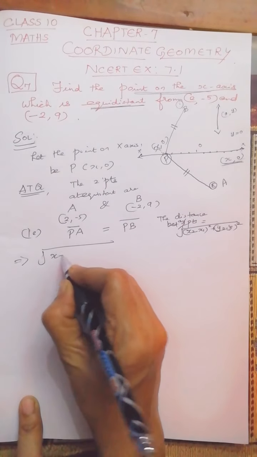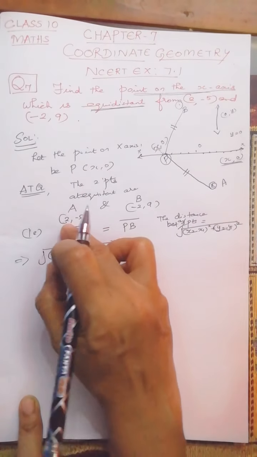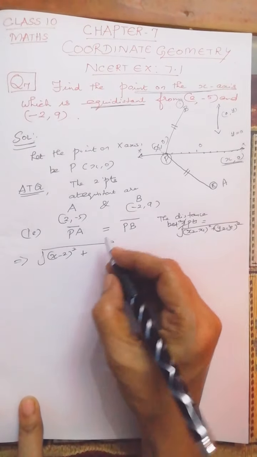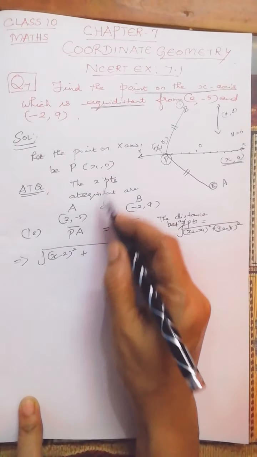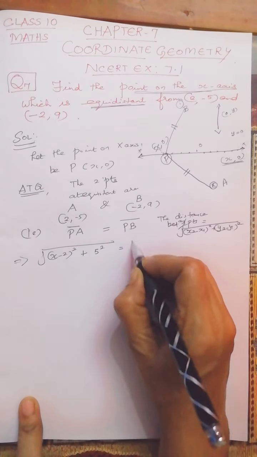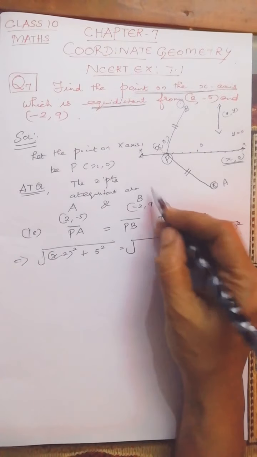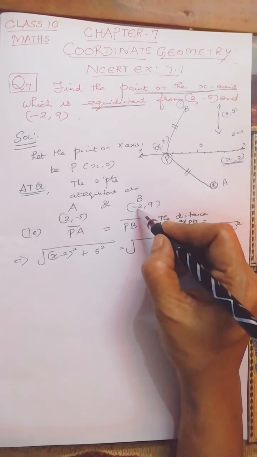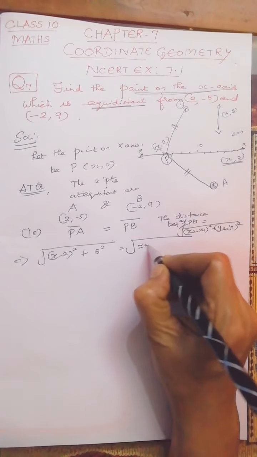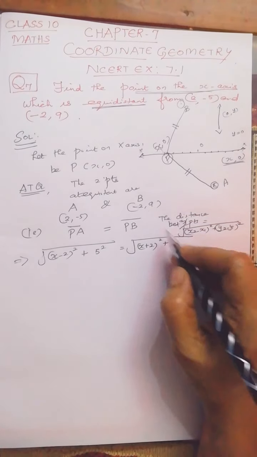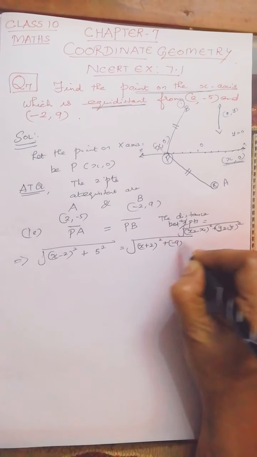x minus 2 the whole squared, x2 minus x1, plus y2 minus y1, that is 0 minus of minus 5, that is plus 5 squared. Similarly we can calculate PB: x2 minus x1, so x minus of minus 2, x plus 2 the whole squared, and 0 minus 9, that is minus 9 the whole squared.